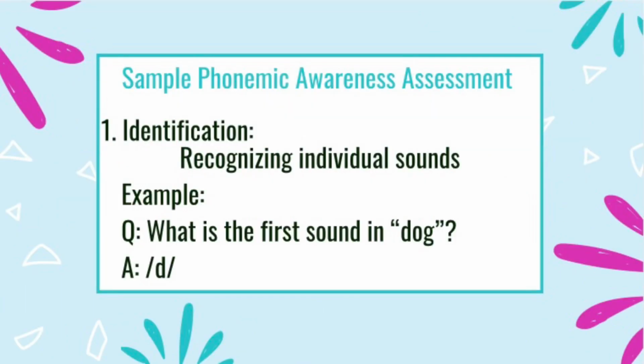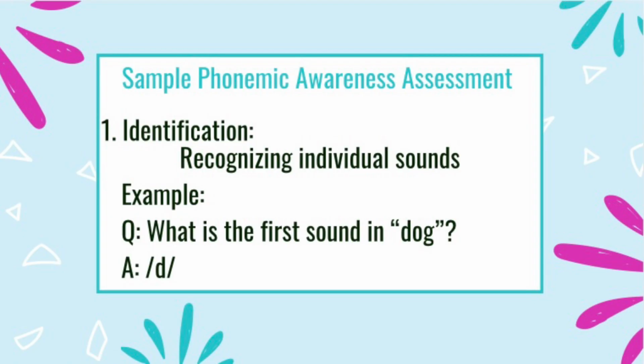Based on our module, we have four sample phonemic awareness assessments, which are identification, deletion, addition, and manipulation. So the first one here is identification, meaning recognizing individual sounds. For example, what is the first sound in dog? So the student might say it's D. Then the teacher will ask how many sounds are in the word dog.